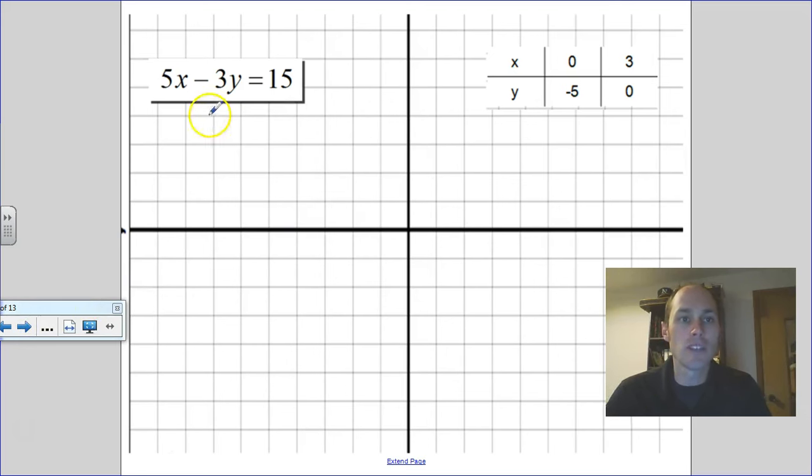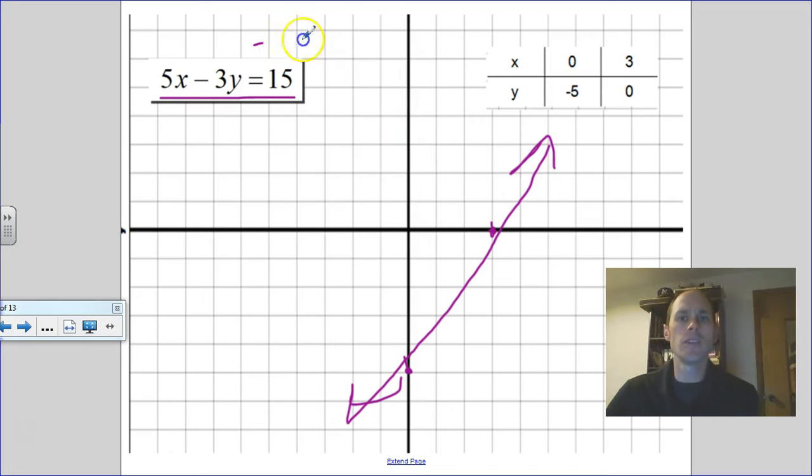Next, we've got an equation, 5x minus 3y equals 15. Here are the coordinates for those intercepts, 0, negative 5, and 3, 0. And if we can find those points, we graph the line through it. Okay, so these match up with the table with the x and the y-intercept. We'll talk about how we get those in just a moment.